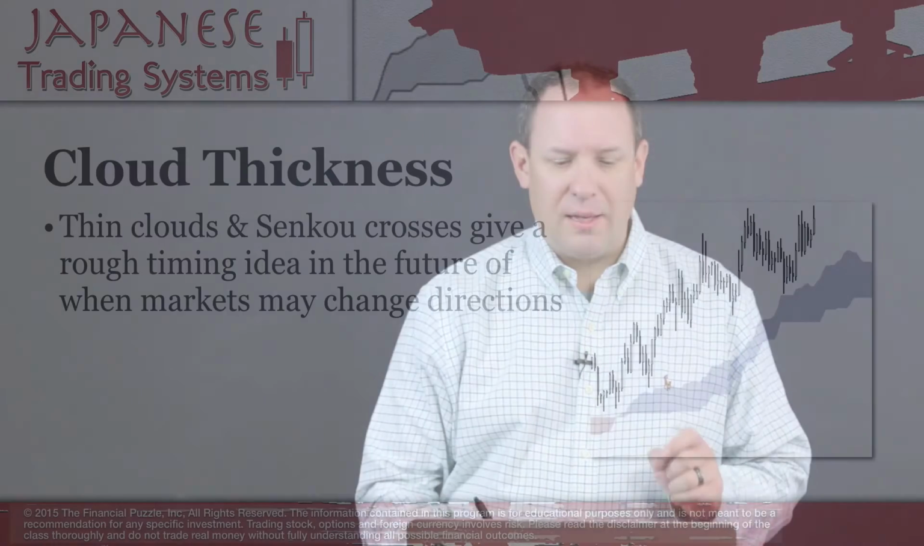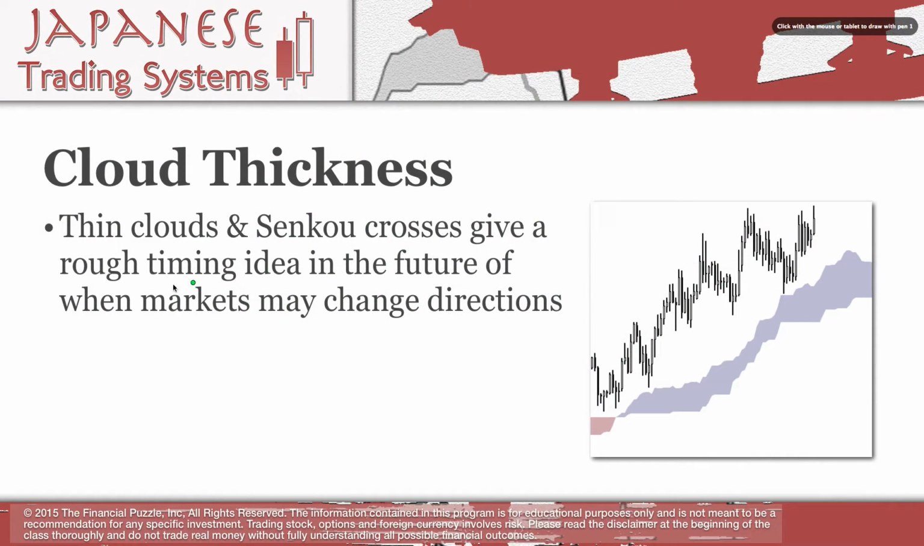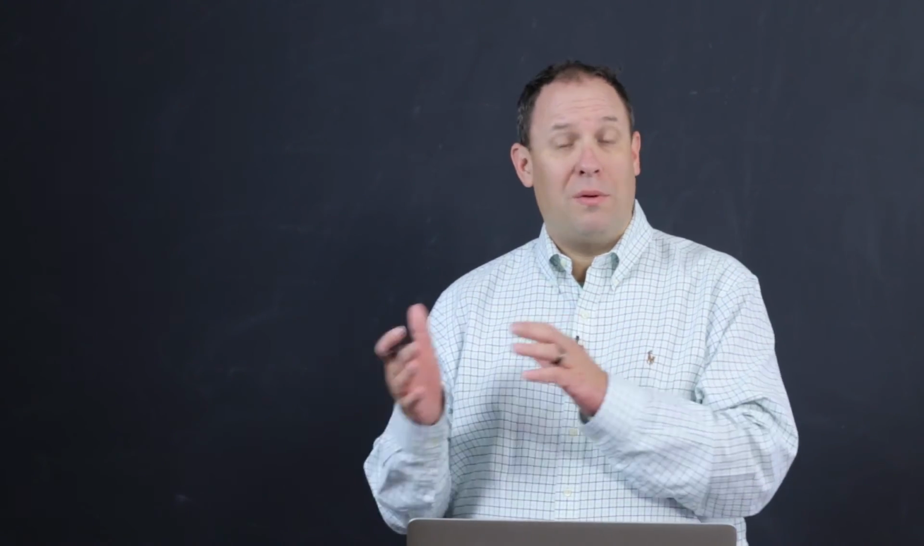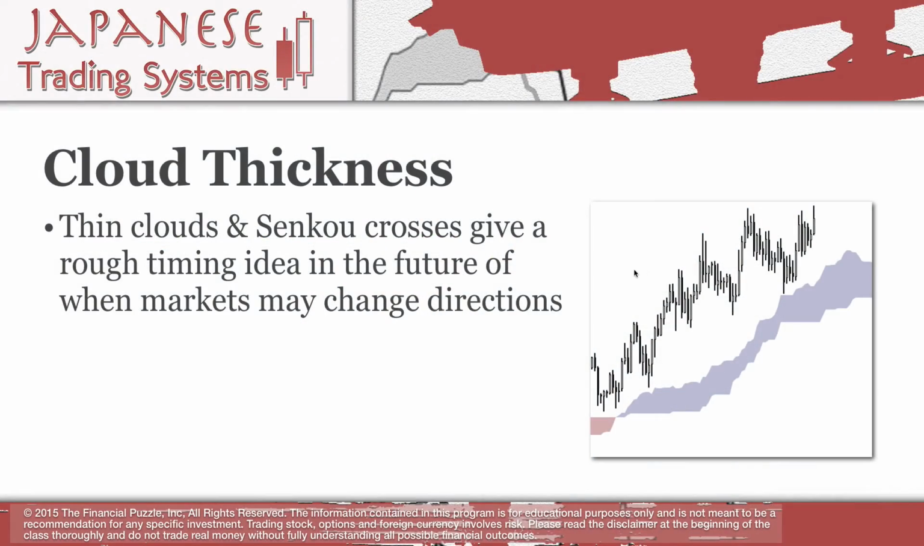Now let's talk about cloud thickness. Thin clouds and Senkou crosses, let me underline that. Thin clouds and Senkou crosses give rough timing data in the future, and there's a key phrase, in the future, of when markets may change direction. So we've got clouds that get thick. When they're really thick, there is not a high probability that this thing is going to be reversing at that location. But when they thin out and when the clouds cross, there is a potential indication that that's where, in the future, the price action will be crossing over. So we'll look at this with some charts here.